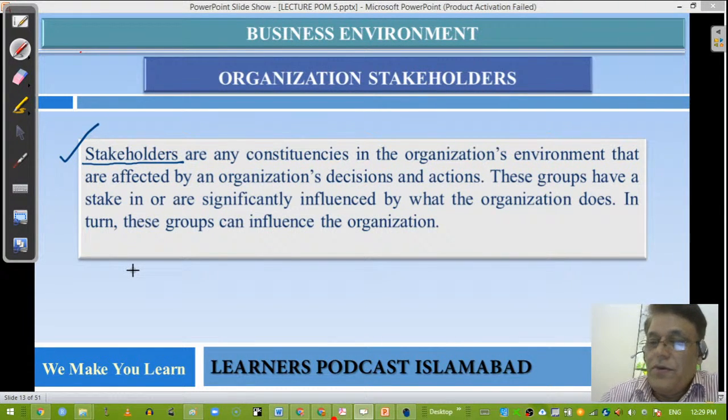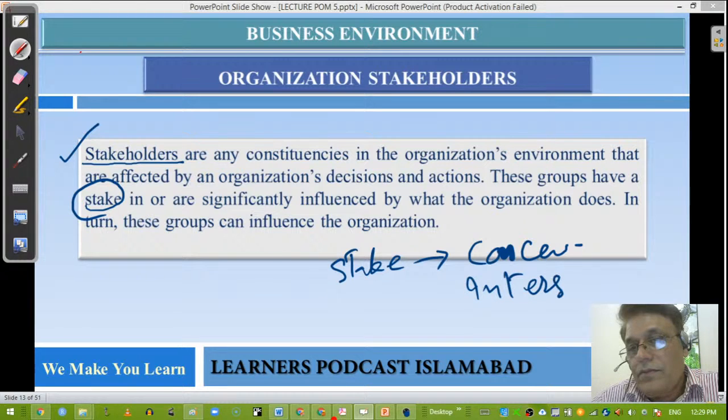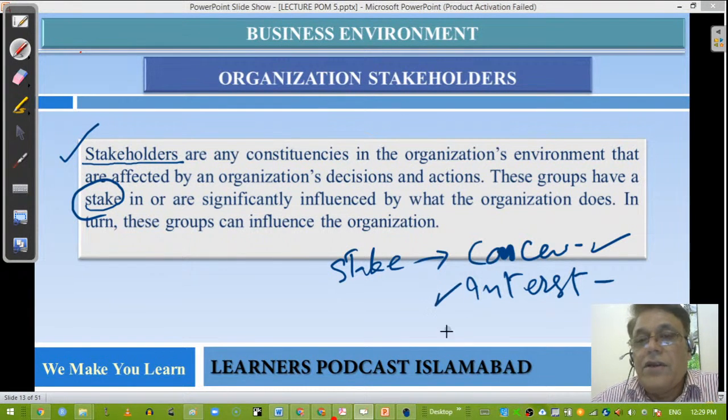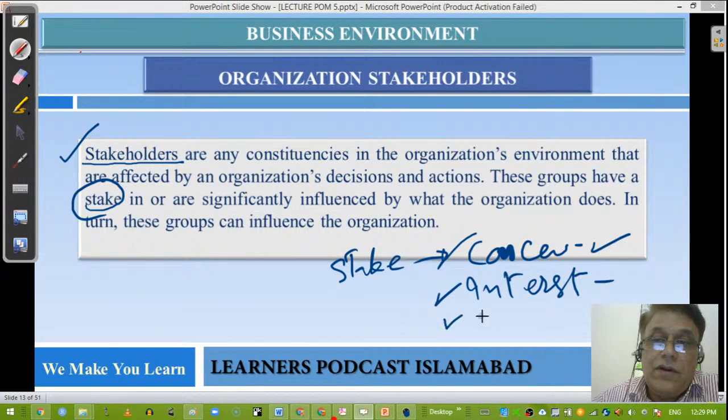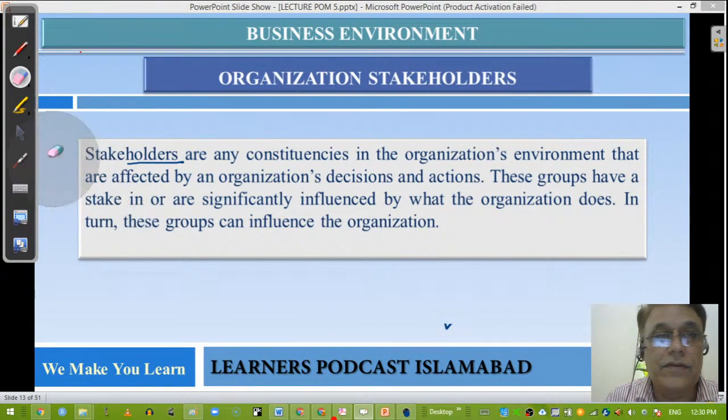So one important word you can keep in mind while understanding this is stake. What is a stake? The dictionary meaning is that a stake is your concern. Stake means interest. As a synonym, you can say these stakeholders have an interest in your business. These stakeholders have a concern in your business. Their survival depends on your performance. They also put influence on you as well. So understanding this interesting part of the environment is very important. So let's see what these stakeholders are.